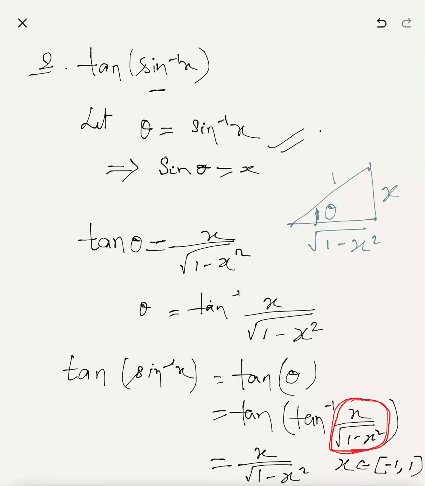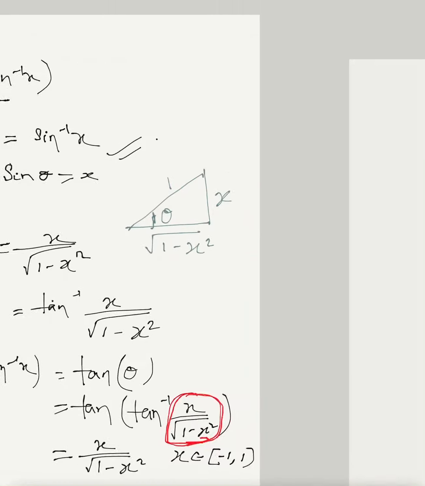Okay, see, outside minus 1 to 1, suppose you take 5, you write here 1 minus 5 square, how much? Minus 24. Under root you are getting negative. So this is not defined, so you should be very careful of writing the domain and range. Anyway, let us move on to the next question.